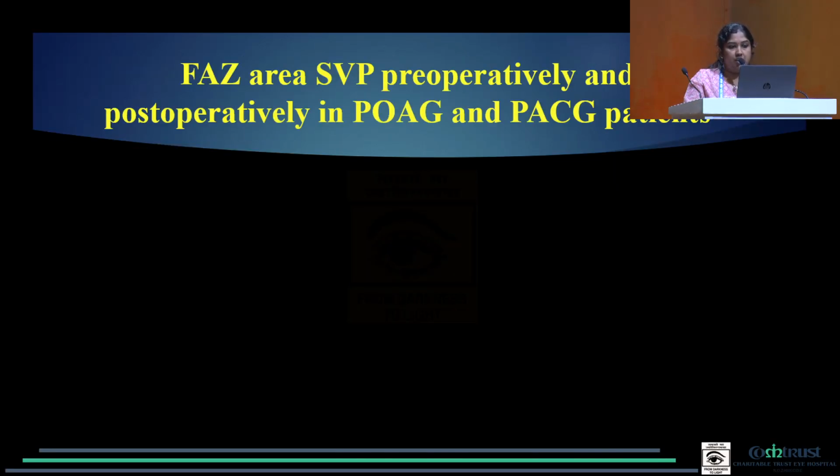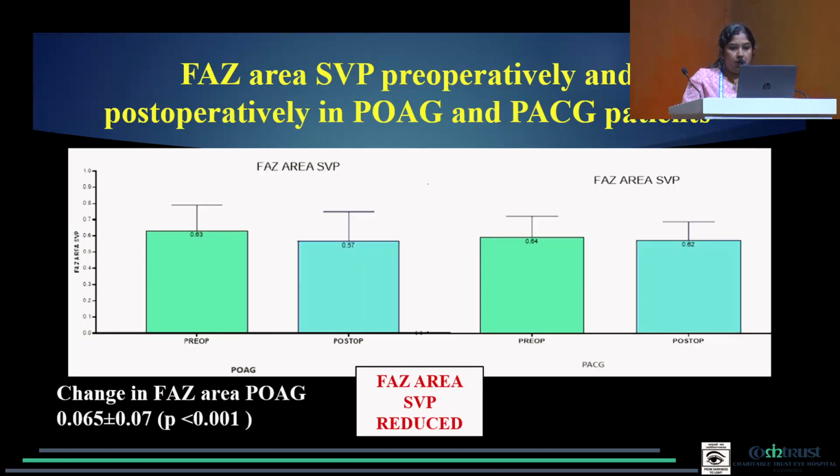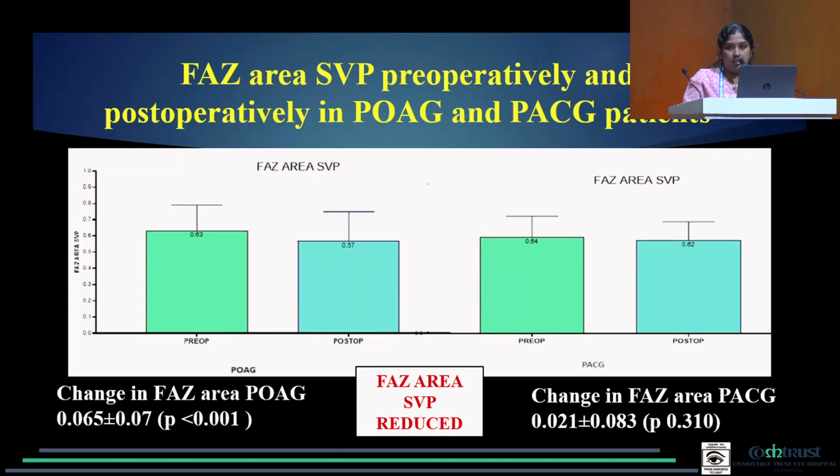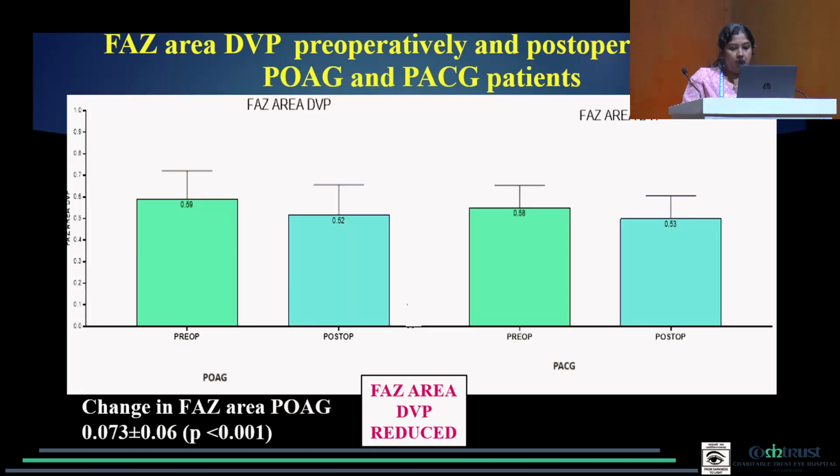Coming to the FAZ area changes in the superficial vascular plexus, both in primary open angle and primary angle closure glaucoma groups, there was a change, but this was statistically significant only in the open angle glaucoma group. Coming to the change in FAZ area in the deep vascular plexus preoperatively and postoperatively following trabeculectomy, there was a statistically significant reduction in both the groups, and the change in the open angle group was 0.073 and in the angle closure group was 0.053.